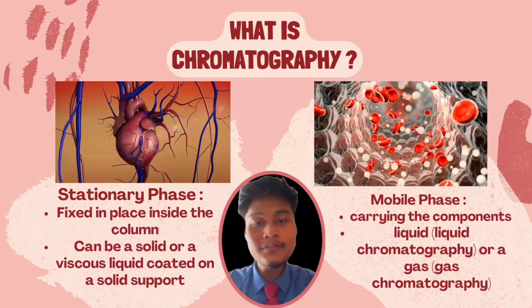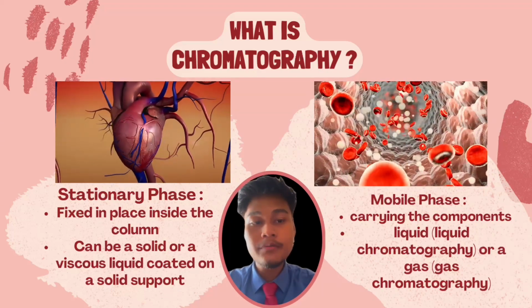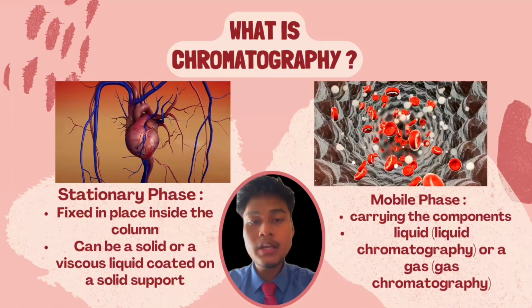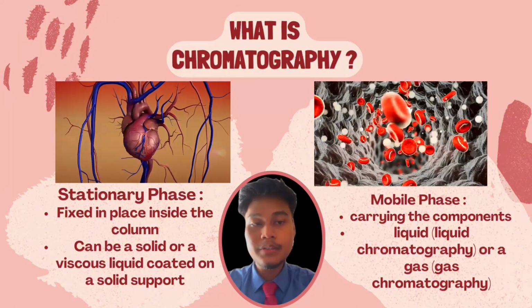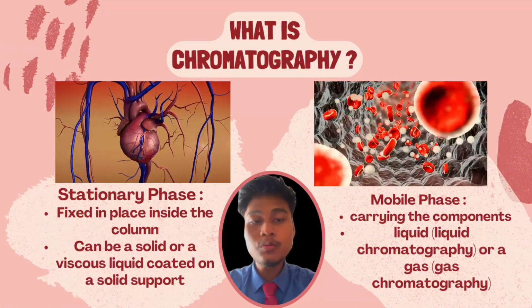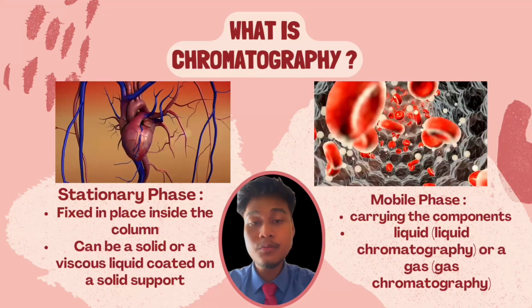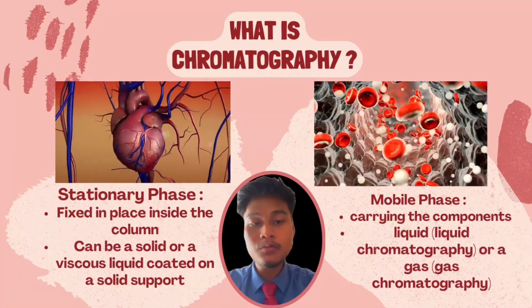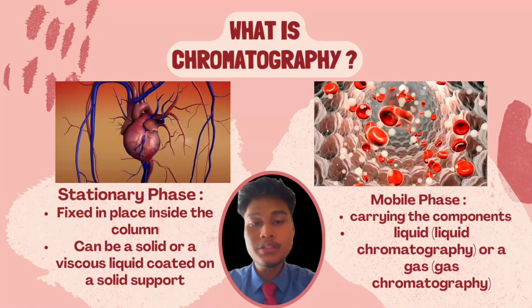Other than that, just for extra information, chromatography needs a separation that is based on differential affinity. Compounds with higher affinity for the stationary phase move slower, while those with higher affinity for the mobile phase move faster. Meanwhile, the retention time is the time for the compound to pass from the point of injection to the detector.